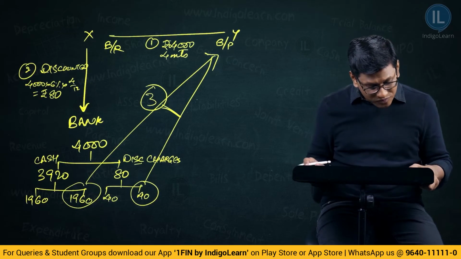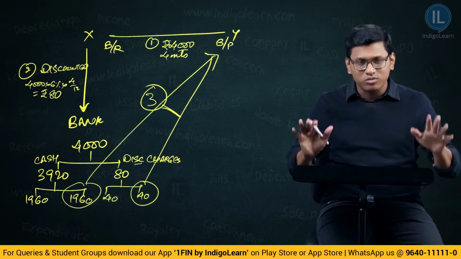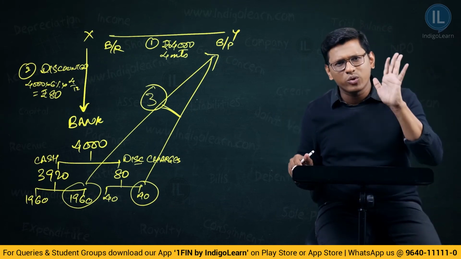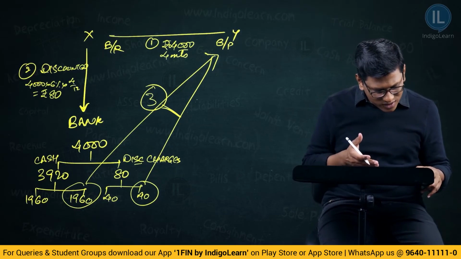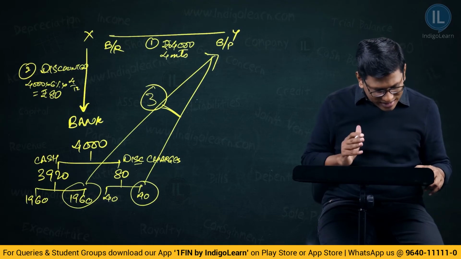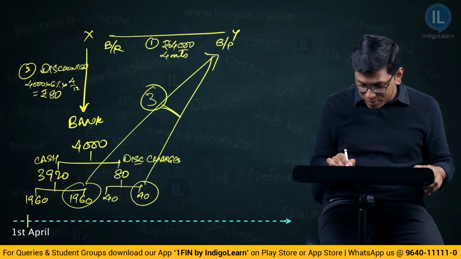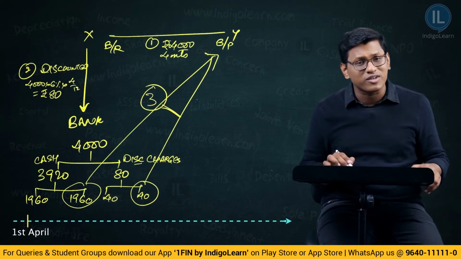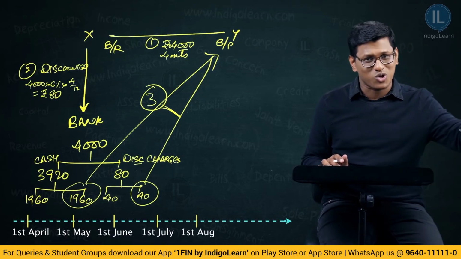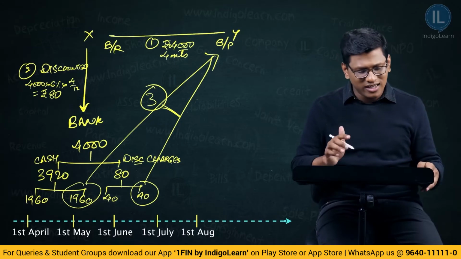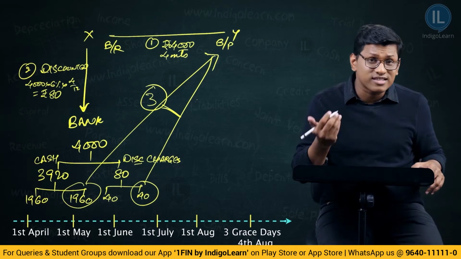Then what else has happened? On due date, X is unable to send the amount due. Stop here for a moment. Ideally on due date. Okay, what is the due date? Let us look into this. This bill, do we have any dates in the question? Yeah, we have dates. So this bill was drawn on 1st April. If this was drawn on 1st April, 4 months, 1st May, 1st June, 1st July, 1st August. And then you have to add those 3 days of grace. It will be 4th August.